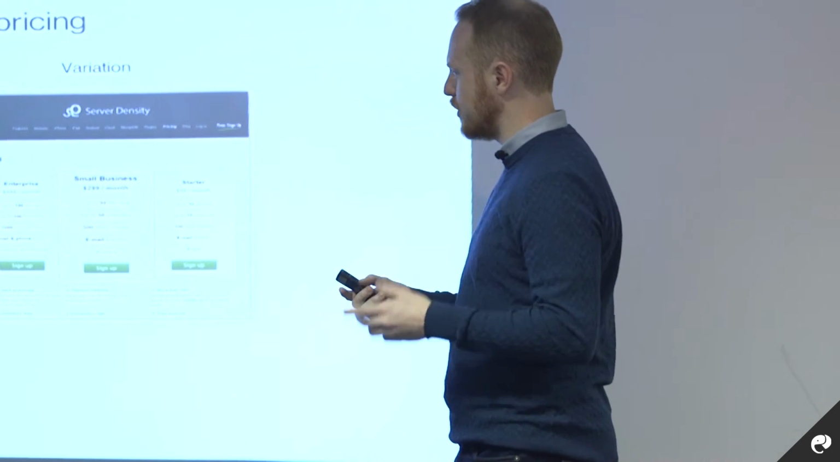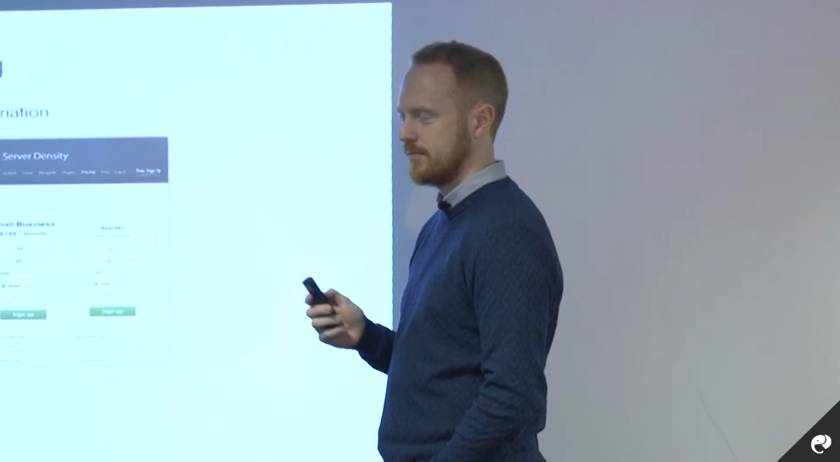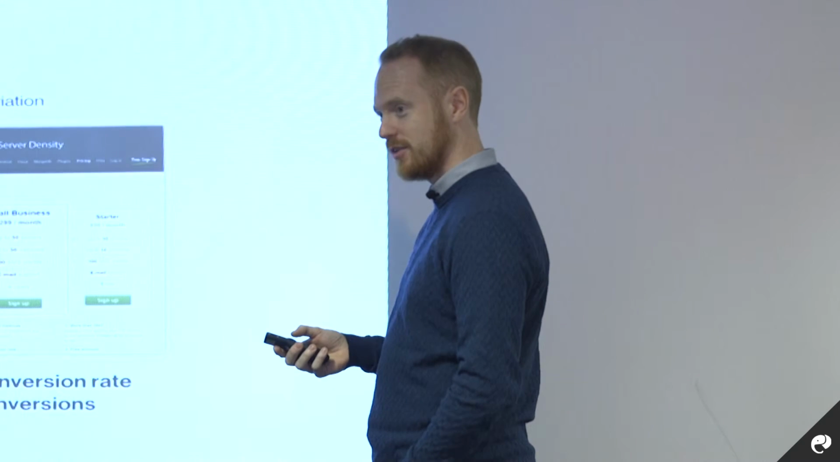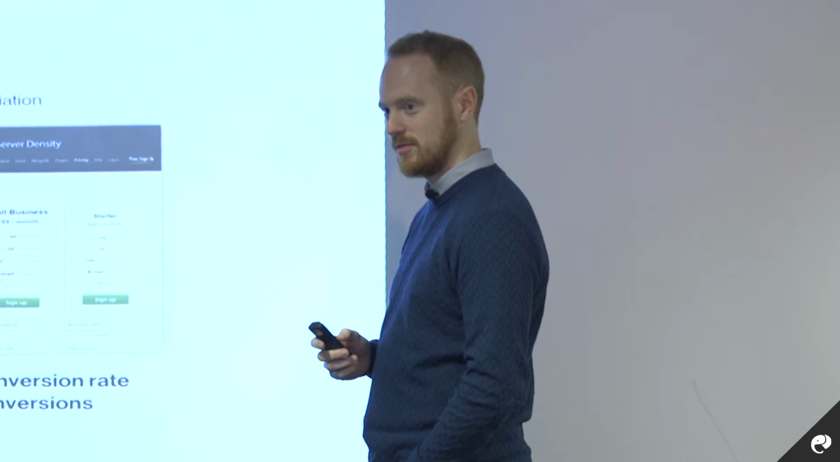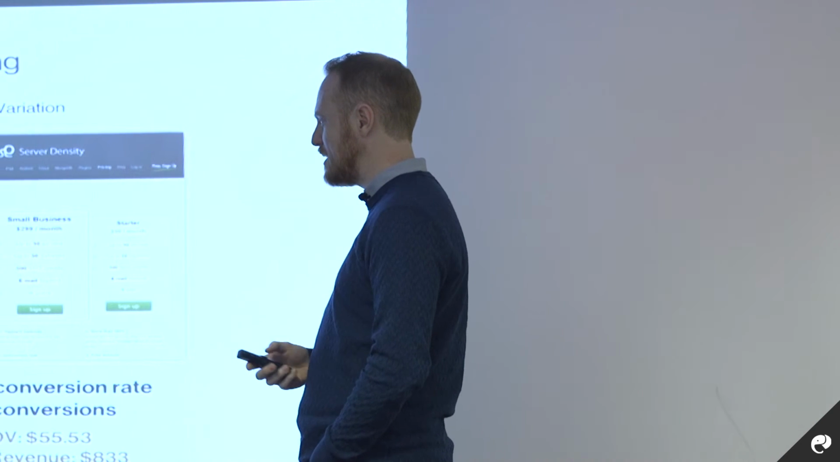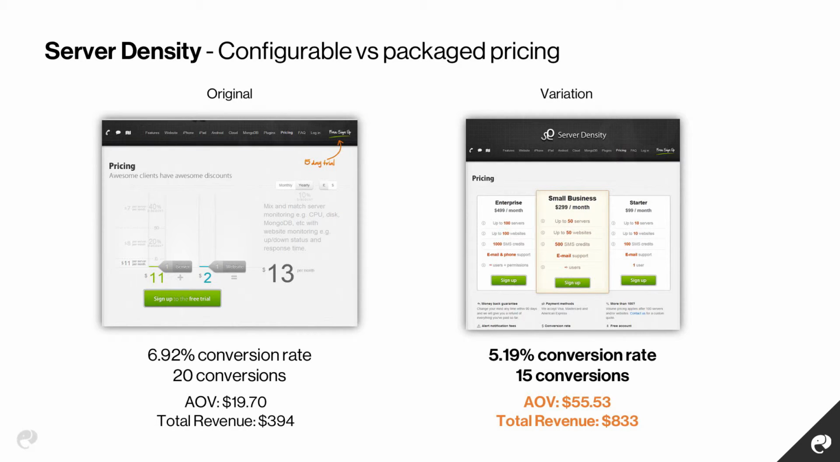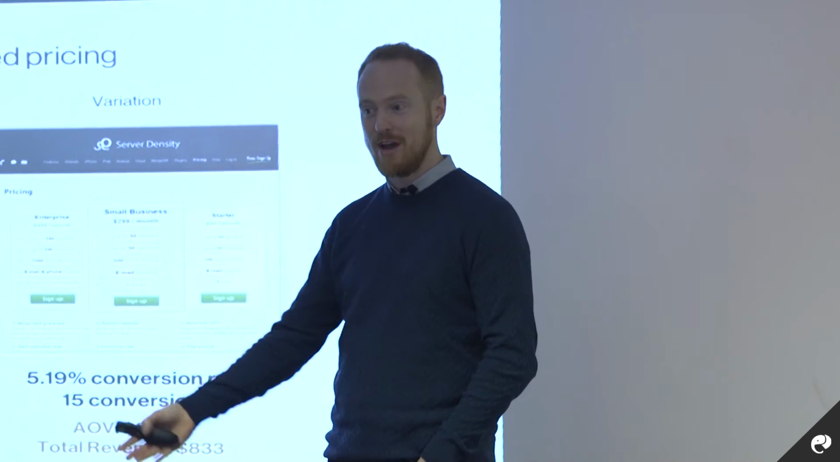The original had a 6.92 conversion rate, with 20 conversions during the trial period. The variation had a 5.19 conversion rate and 15 conversions. So is that a success or a failure? Well, let's dig a bit deeper. The original average order value was £19 or $19.70. With the variation, the average order value went up to $55.53. So for fewer conversions, they actually made more revenue.